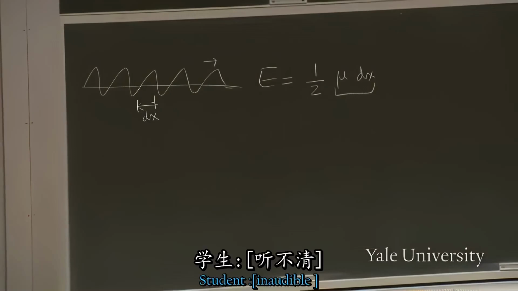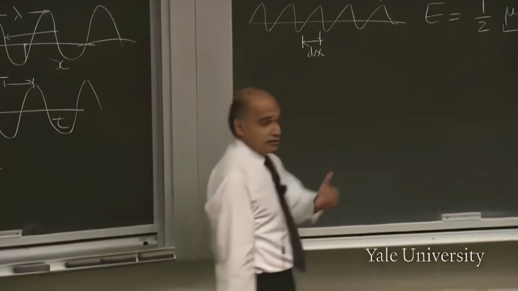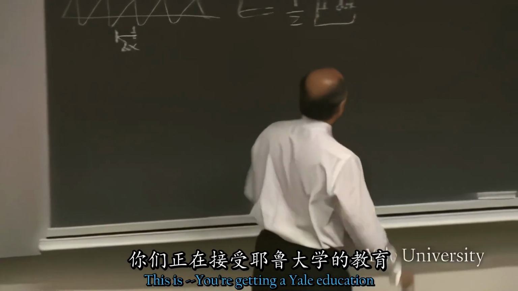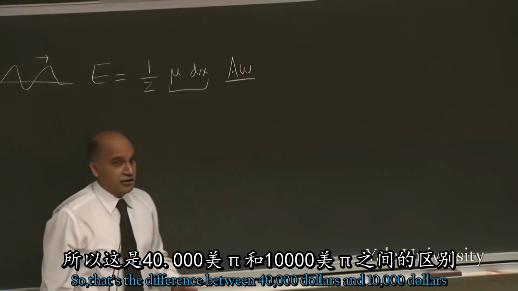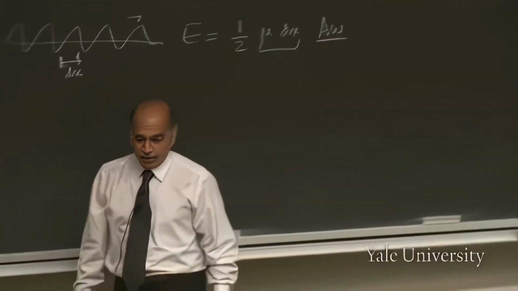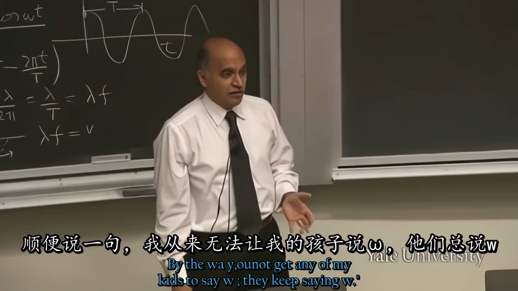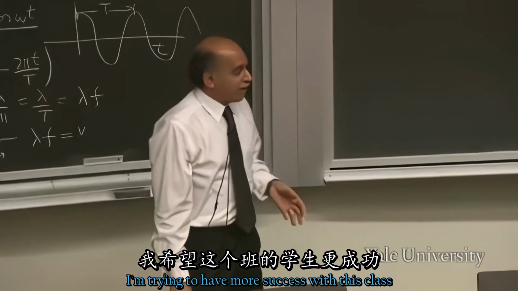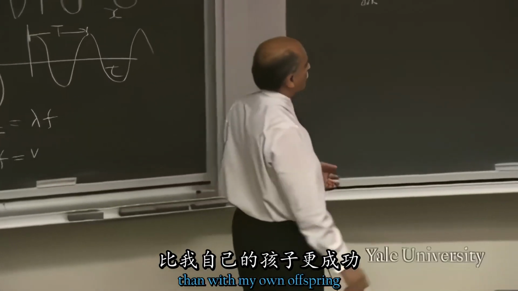Yes, omega. This is getting a Yale education, so that's the difference between $40,000 and $10,000, is that this is not W but omega. Okay? By the way, I could not get any of my kids to say omega. They keep saying W. I'm trying to have more success with this class than with my own offspring.